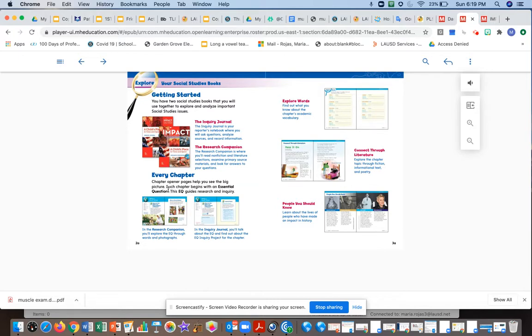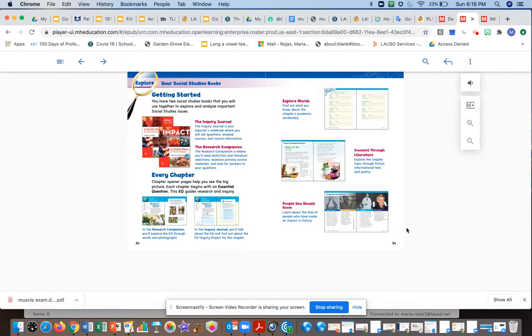Each chapter begins with the essential question, and this essential question guides research and inquiry. In the Research Companion, you will explore the essential question through words and photographs. In the Inquiry Journal, you'll talk about the essential question and find out about the essential question inquiry project for the chapter. You're going to explore words and find out what you know about the chapter's academic vocabulary. You're going to connect through literature, exploring the chapter topic through fiction, informational text, and poetry. You're going to read about people you should know and learn about the lives of people who have made an impact in history.